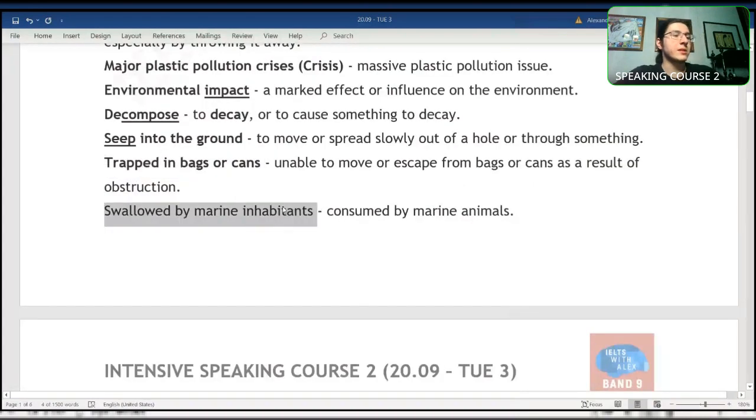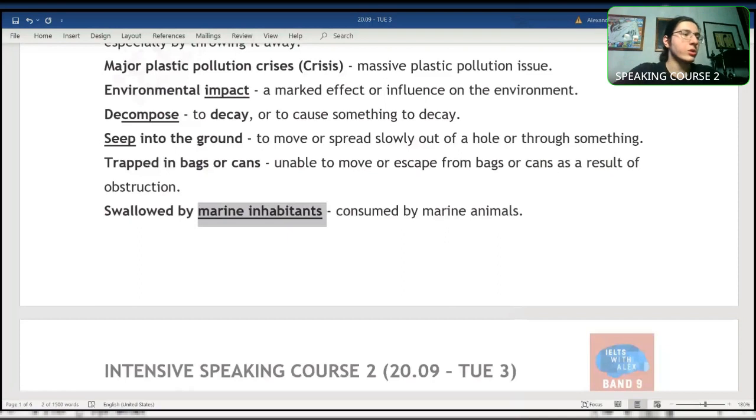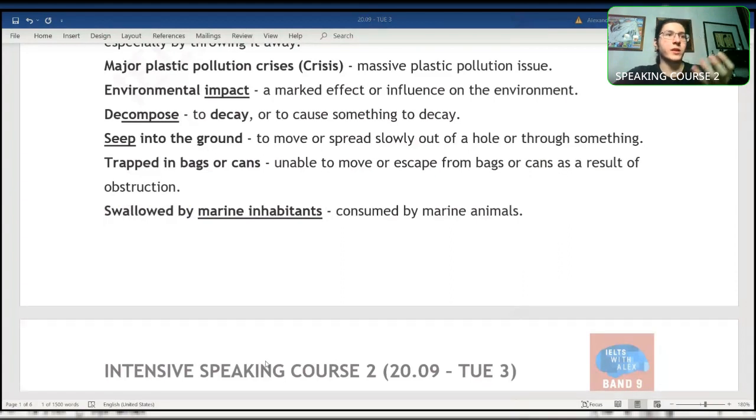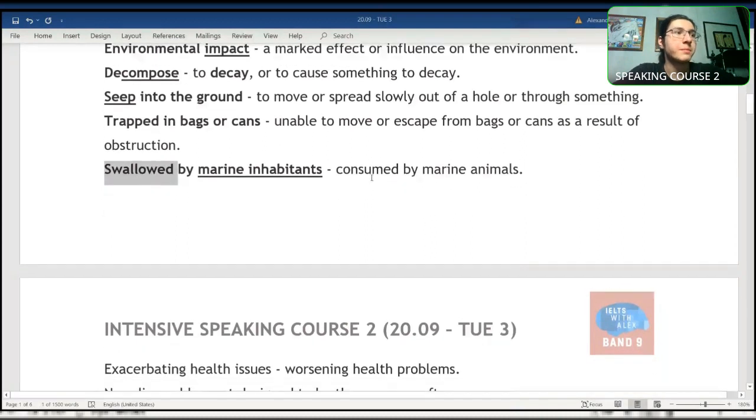Swallowed by marine inhabitants. Let's break this down. This is a great phrase. Marine inhabitants is talking about living things in the ocean, for example turtles, fish, different kinds of other animals. Marine basically means connected to the sea. Inhabitants means people that are living somewhere. Swallowed means to go like this, whoop. So whenever they eat all of this plastic, they are swallowing it because they're not necessarily eating it. It just goes into their body. So swallowed by marine inhabitants means consumed by marine animals. Animals ate a lot of plastic. And in general, this is also a very big problem. Animals eat plastic a lot.